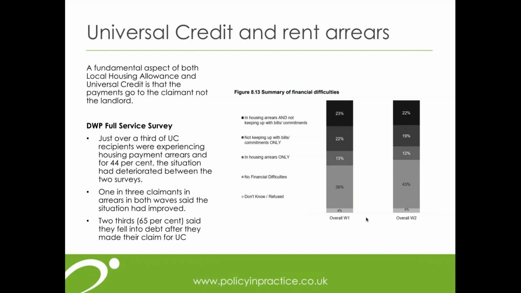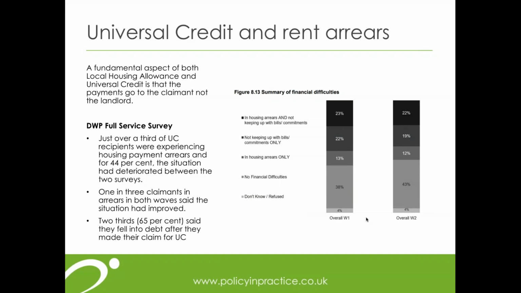So a fundamental aspect of both local housing allowance, when it was first introduced in 2008, and universal credit, is that payments go to the claimant and not the landlord in the first instance. So this isn't entirely new with universal credit, because it's been true with some PRS tenants for some time, but the system itself is changing, and it is something that in particular is new to social landlords, and I know many of you on the webinar today are working in that sector.